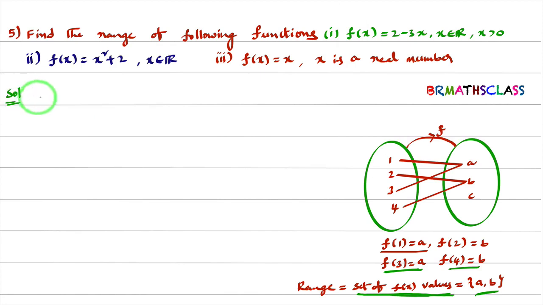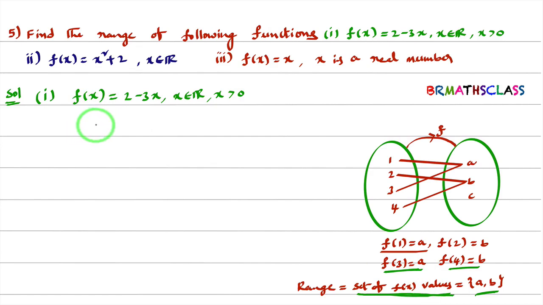We will see the solution for first bit. You observe in this first bit, they given f of x equal to 2 minus 3x and they are saying x is a real number and x greater than 0. This information they are already given in the question. We need to find range of this function. Finding range of function is nothing but we need to find f of x values. So in this problem, I am trying for f of x values.